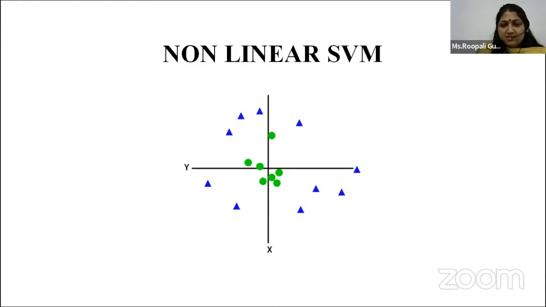Right now we have the x-axis and the y-axis. We will be making one more axis in it, that is the z-axis. And if we convert into three dimensions, then the data will itself get separated out. And for that we will be using different formulas that I will be discussing with you in my next slide.